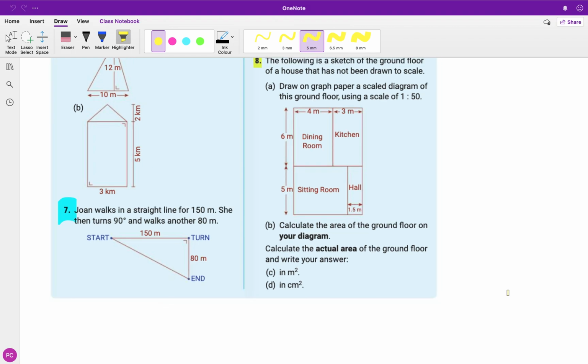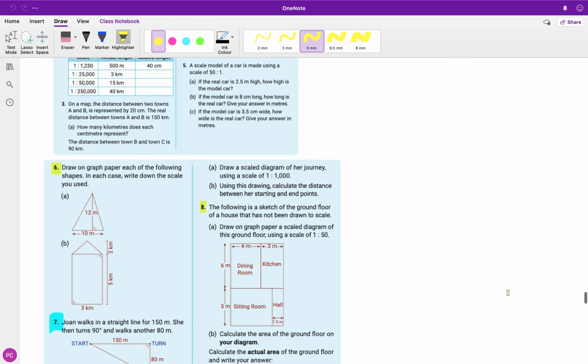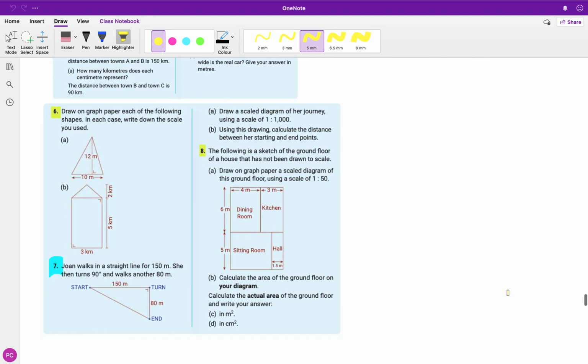But what I'm going to do first, I'm just going to do question 7 for you before we finish, just to say I did one of them. So it starts down here and goes up here. So John walks in a straight line for 150 metres. There we go. He starts over here, does a 150 metre walk in a straight line. So basically his line is from here all the way along as far as here.